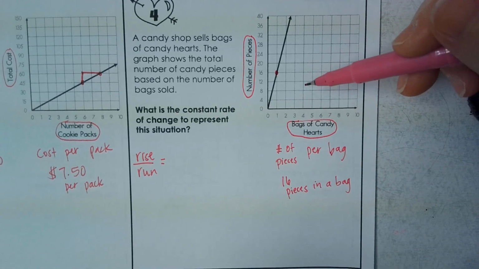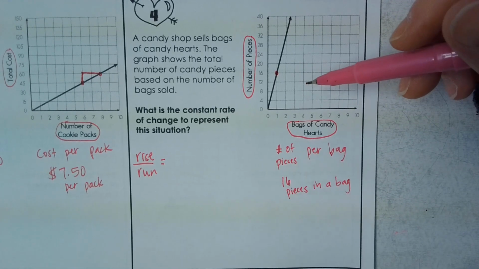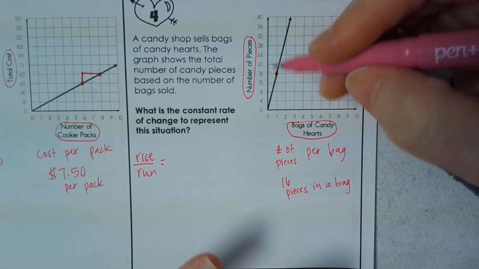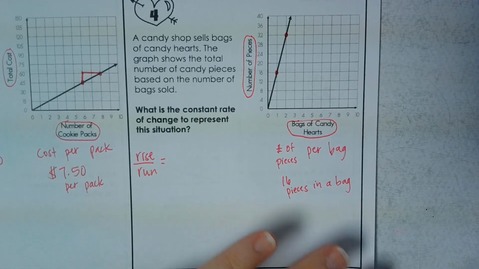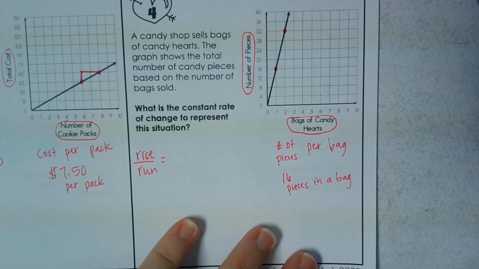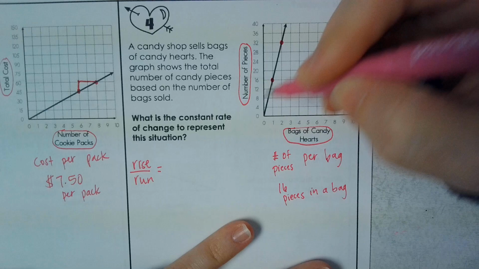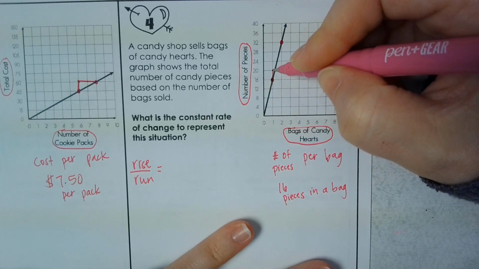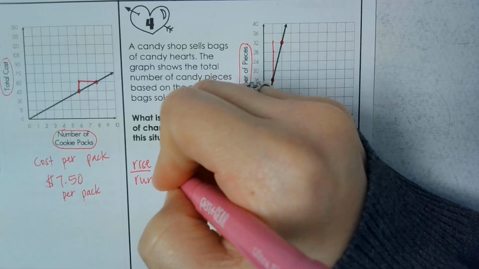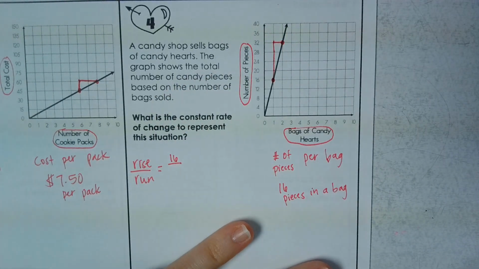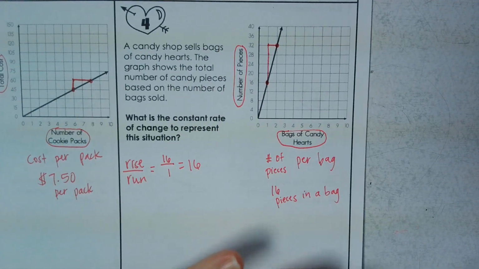All right, where's another pretty point? 2 and 32. Very good. Yep, 2 and 32, which makes perfect sense. So when I rise, we are counting by what? 4. Yeah, so 4, 8, 12, 16. And then we run how many? 1. And 16 divided by 1 is 16, which is what we got.